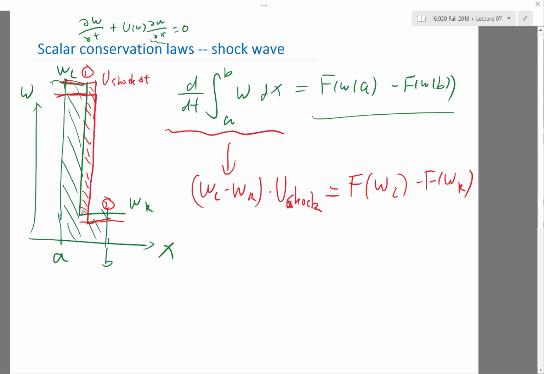Hereby, we just derived the speed of the shock. The speed of the shock has to be delta F over delta W. This is the difference between the flux on the left and right of the shock, and this is the difference between the solution, the conserved quantity, between left and right of the shock. So the speed of the shock is simply the delta flux over delta solution.